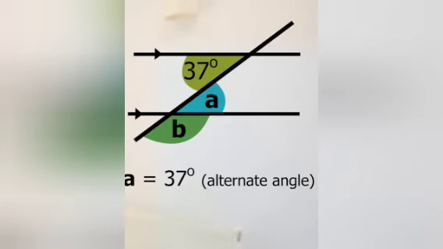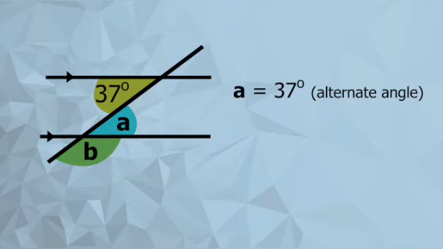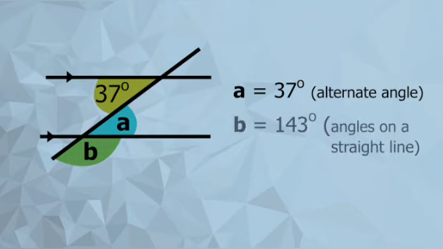Now angle A and B lie on a straight line. Angles on a straight line add up to 180 degrees. Therefore, to get B, you simply subtract 37 from 180 degrees, and that will be 143 degrees. That will give you the value of B. So B will be equal to 143 degrees.